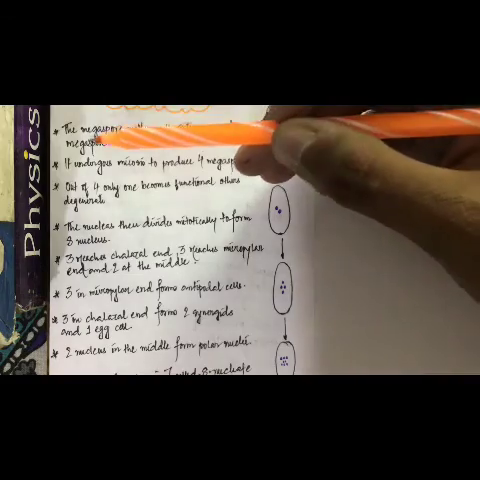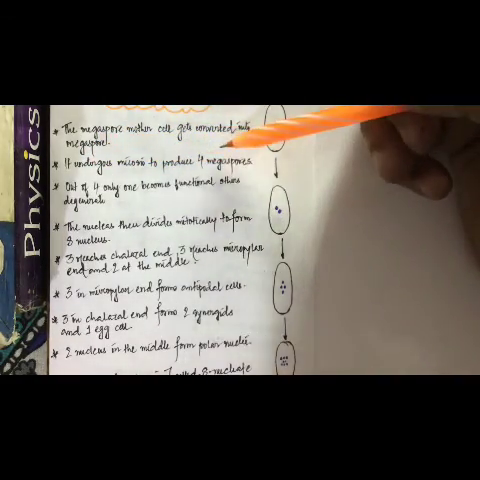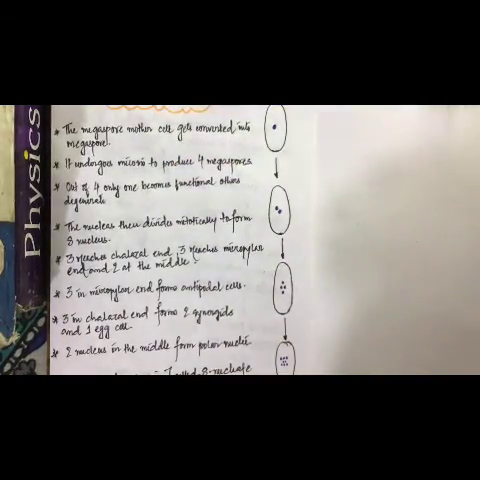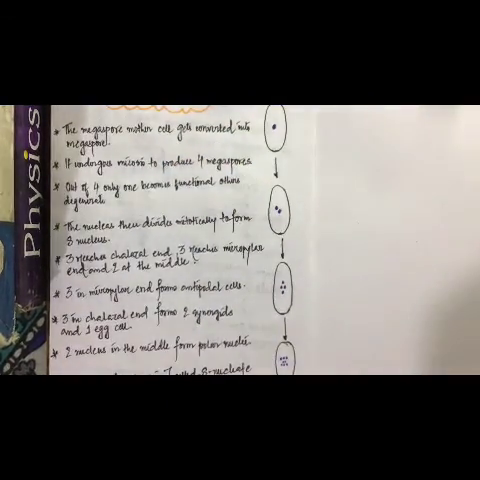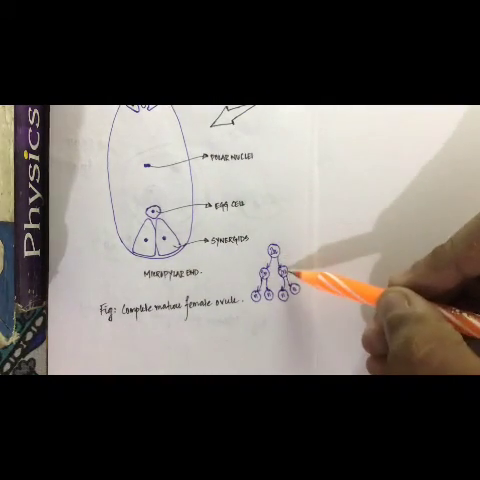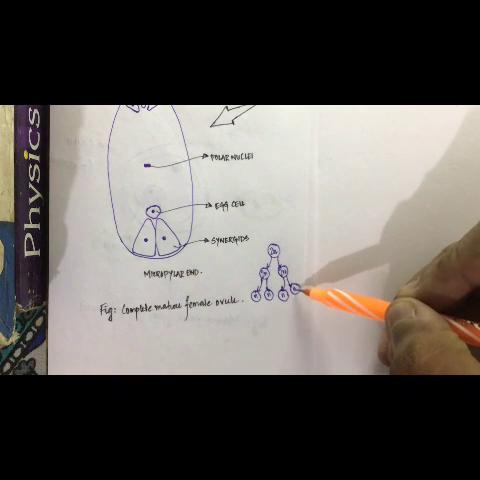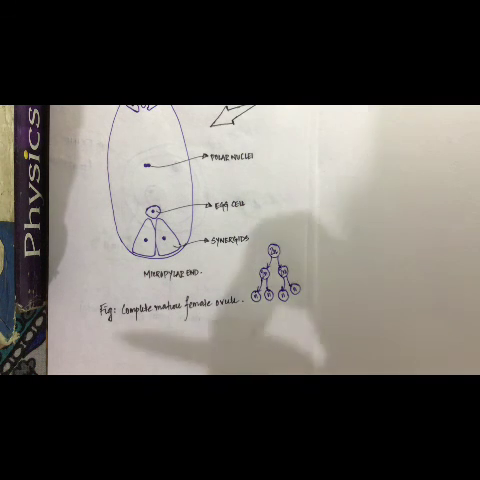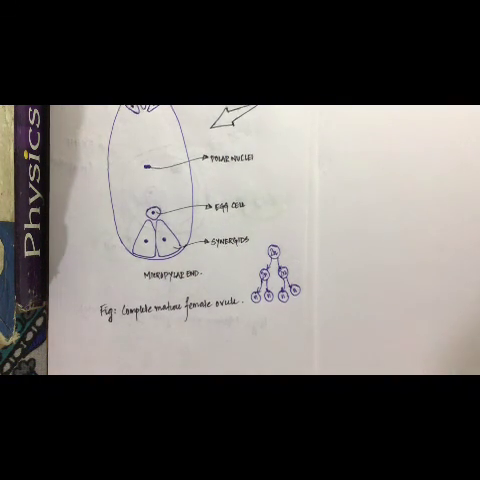The megaspore mother cell gets converted to megaspore. It undergoes meiosis to produce 4 megaspores. Out of the 4 megaspores, only one megaspore becomes functional and the others degenerate. So what is the meaning? That means this megaspore mother cell divides to produce 4 megaspores. Out of these 4, only one is allowed to become functional, whereas the other 3 degenerate. Which one is it? We cannot detect it. It is a natural phenomenon.